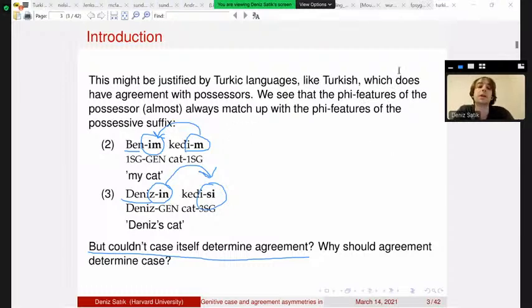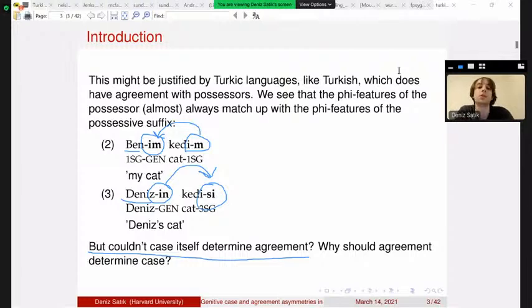Or is it the agreement that comes first? Is it the genitive case that's parasitic on agreement, or is it the agreement that's parasitic on the genitive case? In English, we have a saying: which came first, the chicken or the egg? That's basically what I'd like to look into in more detail in this talk.